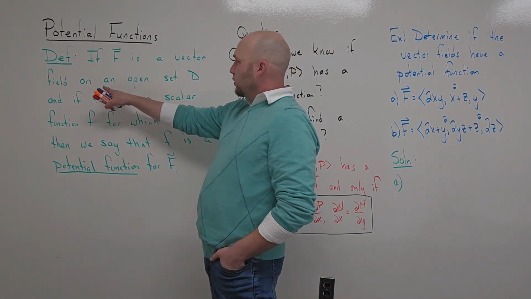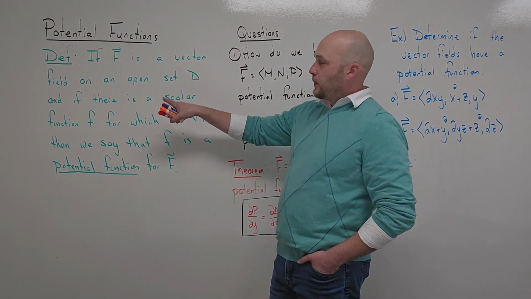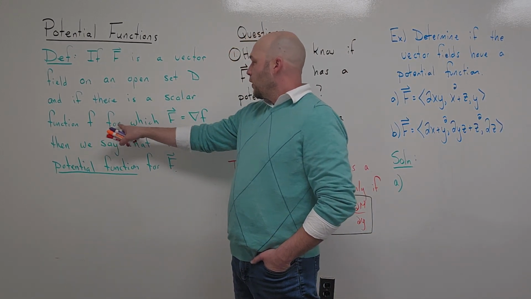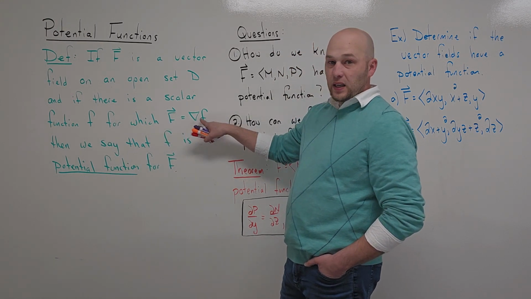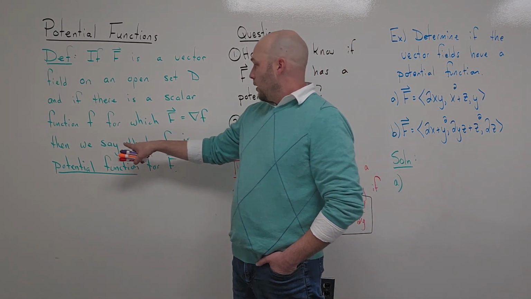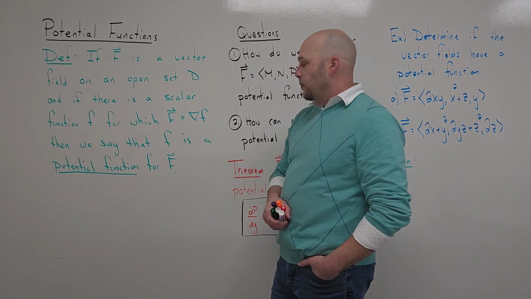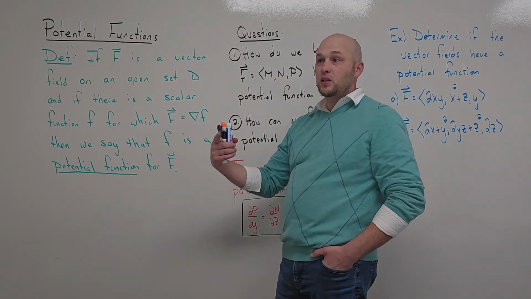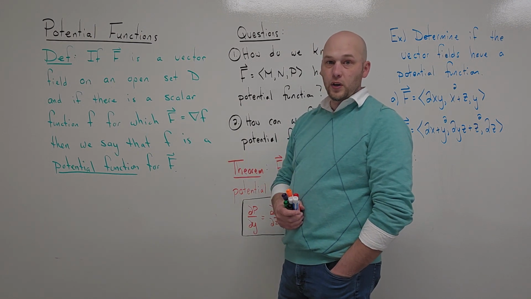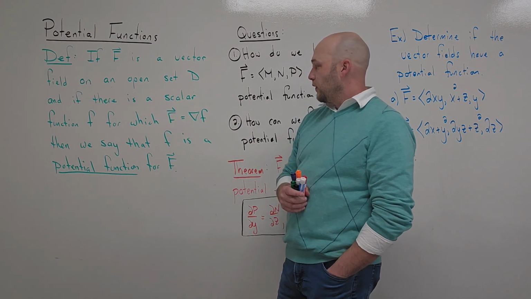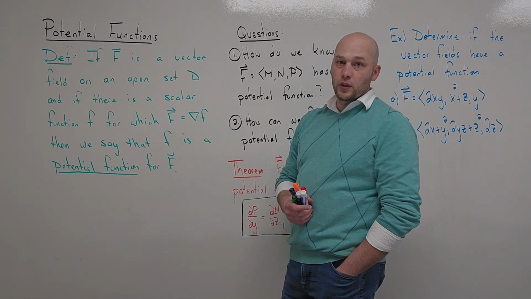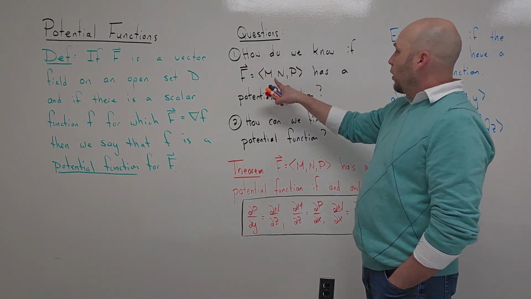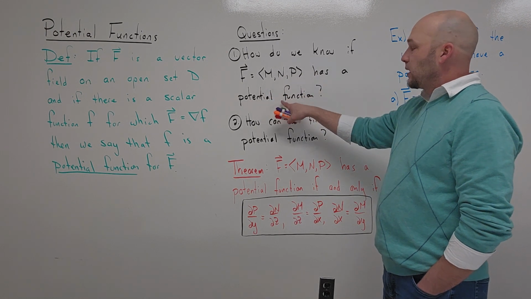If F is a vector field on an open set D, and if there is a scalar function, lowercase f, for which F is the gradient of f, then we say that f is a potential function for F. So if this vector field is the gradient of some scalar function, then that scalar function is the potential function. Okay? Questions. 1. How do we know if a vector field has a potential function?